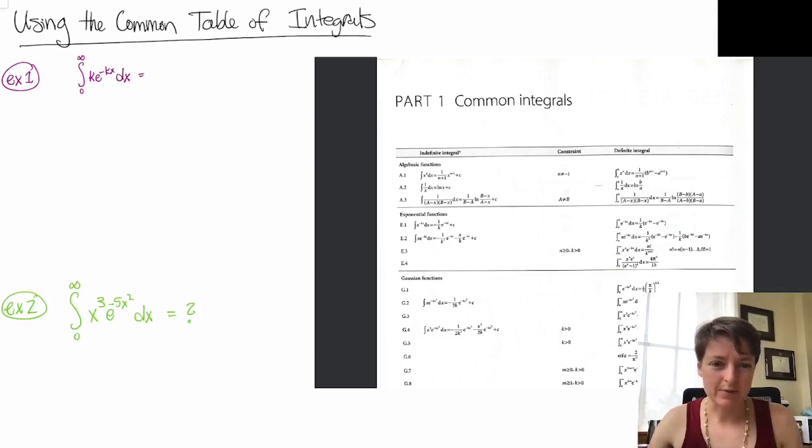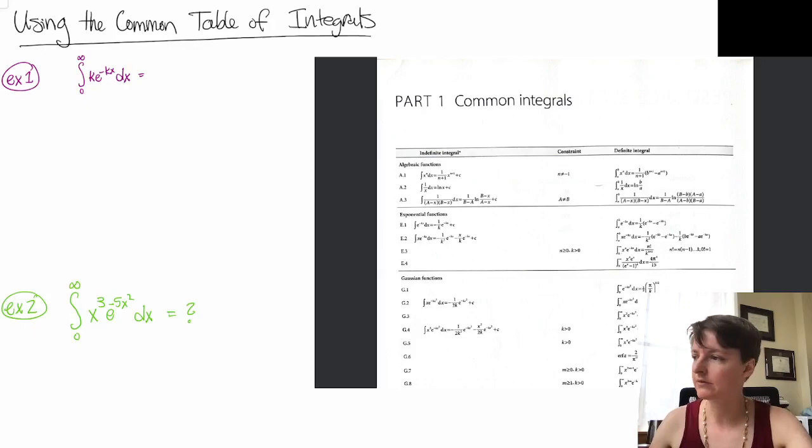The first example that we're going to do is one that we encountered in class today, where we were trying to find the integral from 0 to infinity of k times e to the negative kx dx in order to decide whether or not this integral was normalized. So let's go ahead and actually carry out that integral.